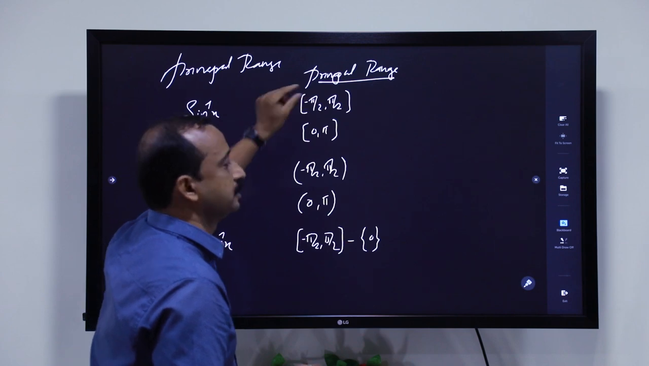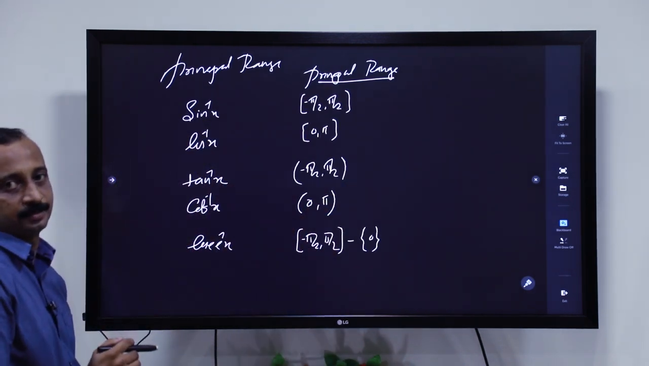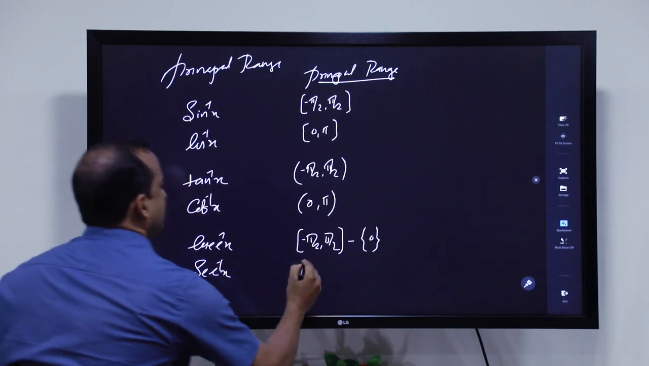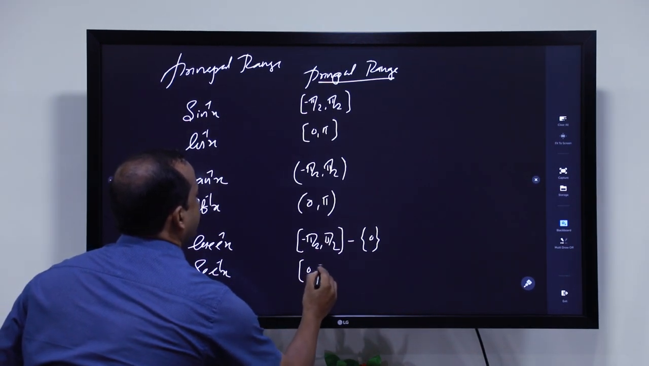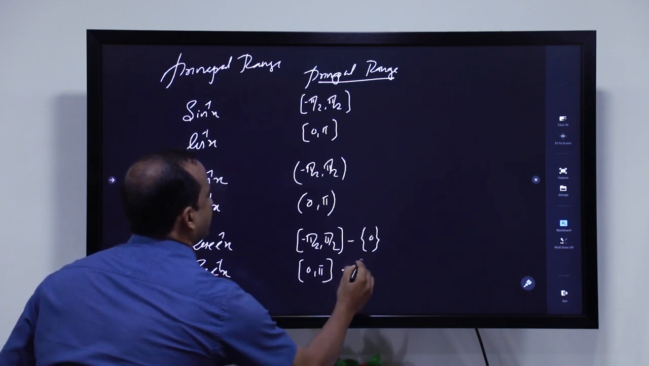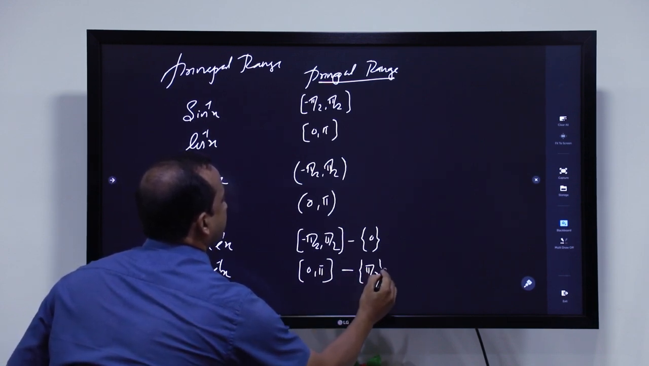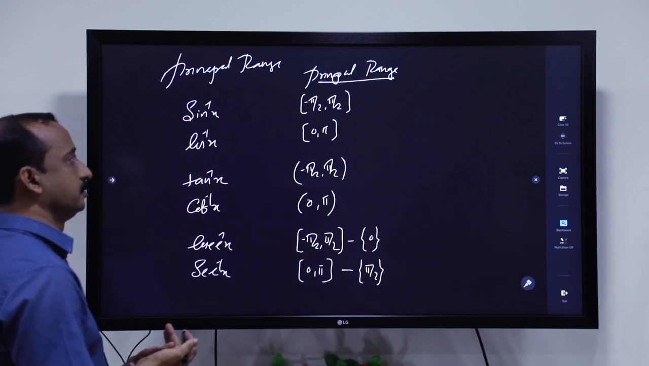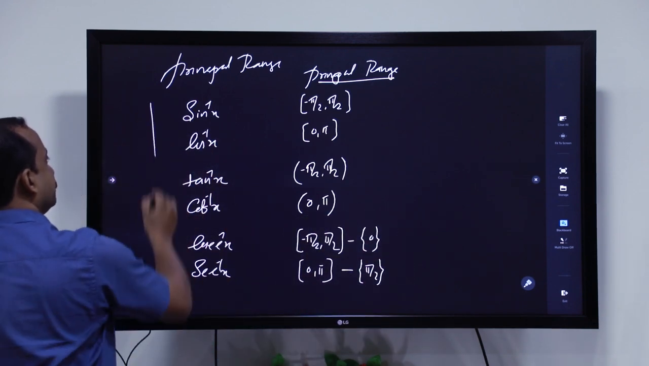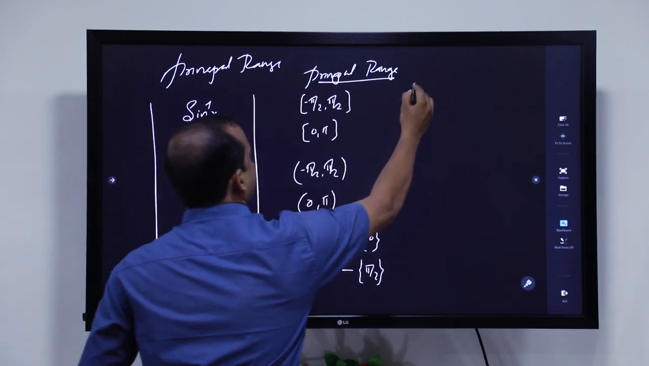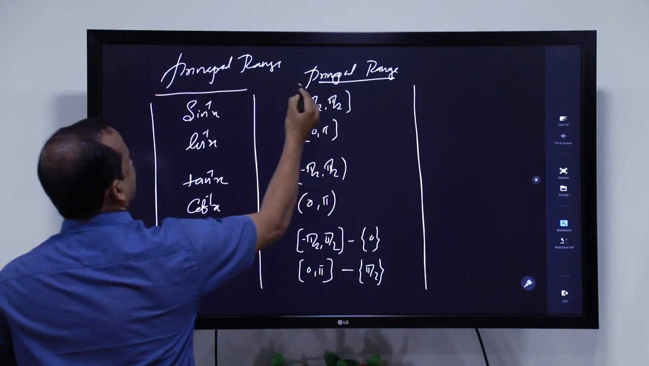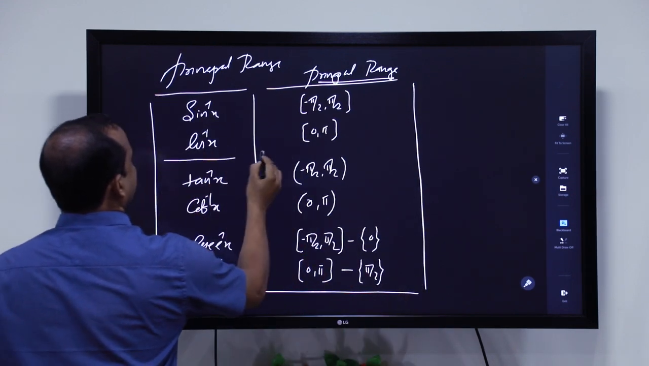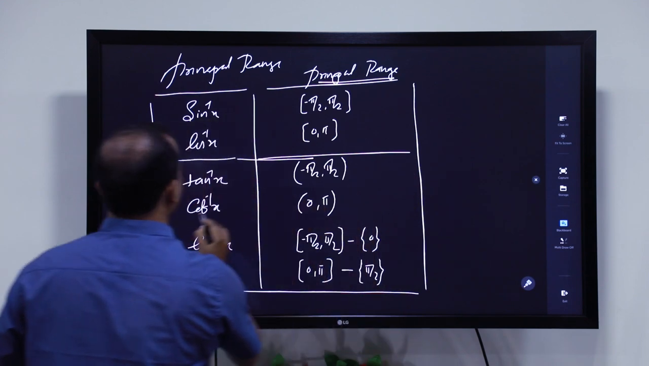Sine inverse x principal range is minus pi by 2 to pi by 2, with cosec inverse x in the principal range excluding 0. And similarly, the last is sec inverse x. Cos inverse x principal range is 0 to pi, excluding the middle value pi by 2. Sec inverse x is 0 to pi excluding the middle value pi by 2. First of all, learn these principal ranges by heart. They are very important for finding the values of inverse trigonometric functions. We easily find them using this technique of correlated co-functions.